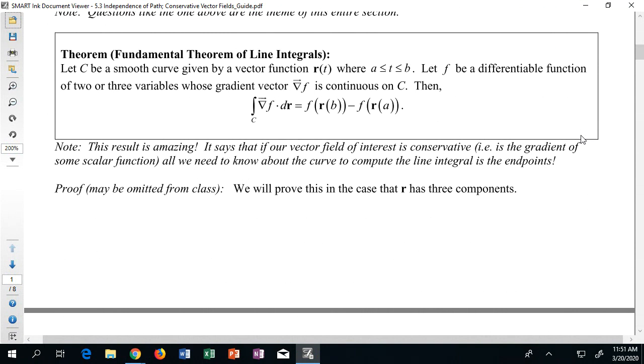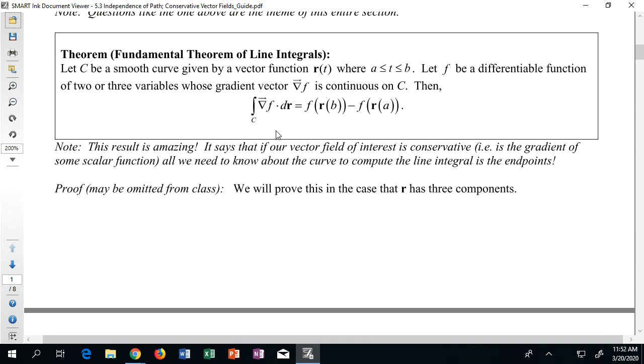Here's what it says. Let C be a smooth curve that's given by a vector function r(t), where t ranges from a to b. Let f be a differentiable function of 2 or 3 variables whose gradient is continuous along that curve. Then, if I'm ever interested in integrating a line integral where I have gradient f dot dr, I automatically can see that this should be equal to f evaluated at the point determined by r of b minus f evaluated at the point determined by r of a.